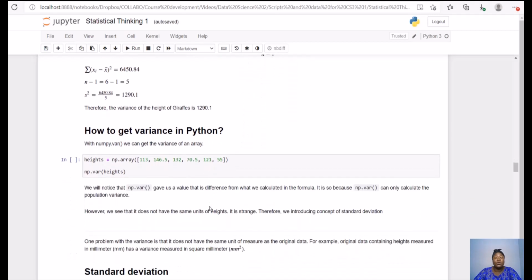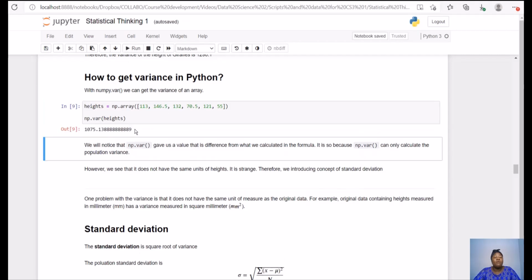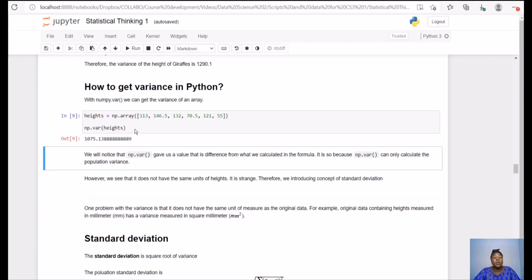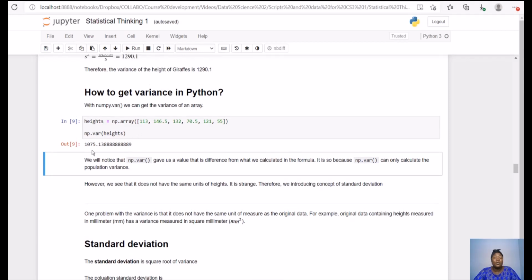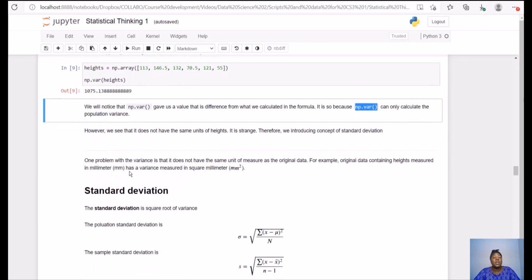So let us see how we can do that using our Python code. With numpy variance, we can get the variance of an array. So this is the array, and we want to get the variance. If we click run, we have 1075.1. We'll see that this value is different from this. The reason is that np.var can only calculate population variance, it couldn't calculate the sample variance, which is what we need exactly.